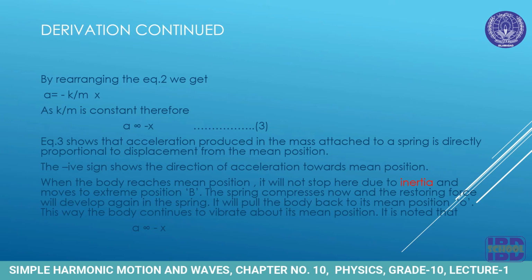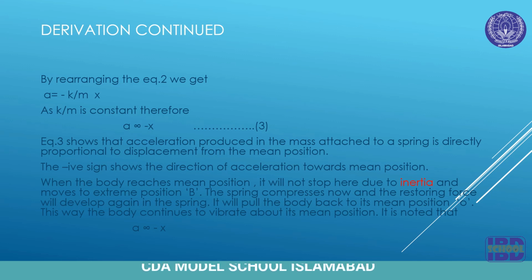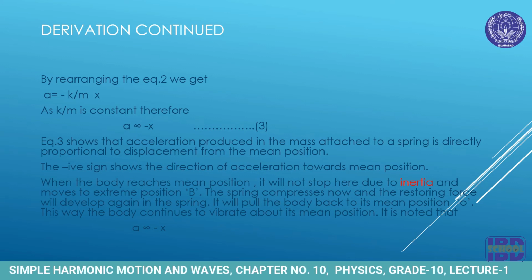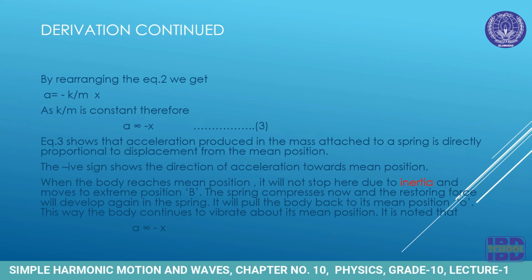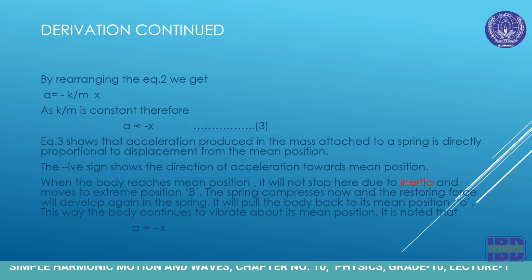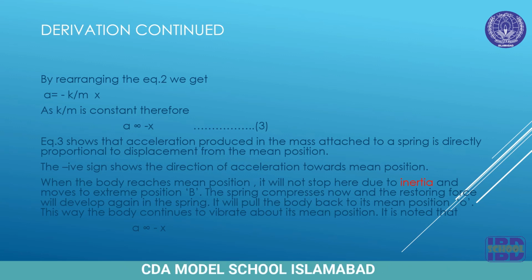So when the body comes back to the mean position, it would not stop here. Why? Because of inertia. And what is inertia? You have studied in 9th. Inertia is the property of a body due to which it tries to maintain its state, whether it is the state of rest or the state of motion. So, due to inertia, any body can maintain its state of rest or motion.